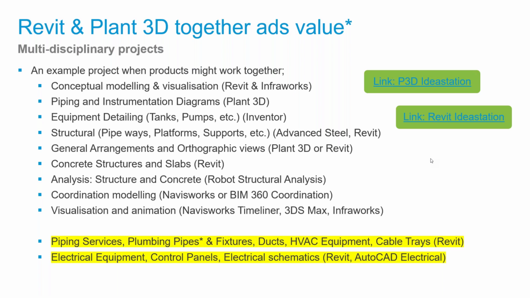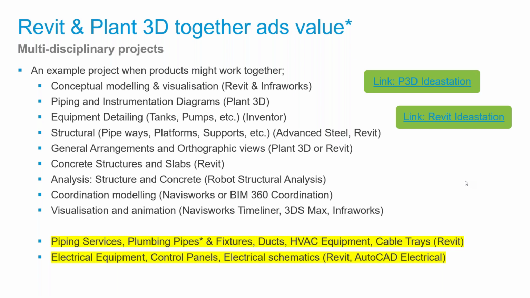For the structural elements of a plant project, and structure is large, I mean, it includes a lot of elements and in a lot of dimensions. So you can have the pipeways, you can have the platforms, the podiums, you can have the supports of these pipes, the support of the equipment, and you have the overall structure of the plant units itself. For these, we can heavily leverage Advance Steel and Revit.